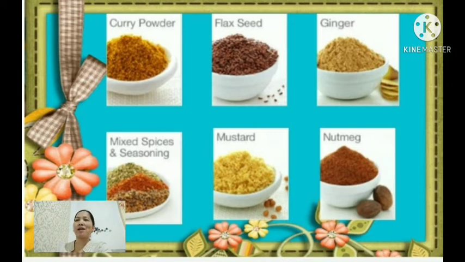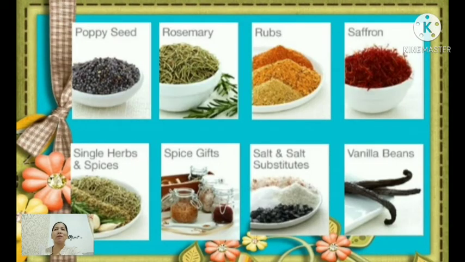Luya. Mixed spices and seasoning. Meron tayong mustard, meron tayong nutmeg, yung tinatawag nating poppy seed, rosemary, rubs, saffron, single herbs and spice gifts, salt and salt substitute, at meron tayong tinatawag na white vanilla beans. Ano yung salt substitute? Pwede natin pamalit sa asin. Yan, pag meron halimbawa, patis. So, iyan yung iba't iba nating seasoning and spice.